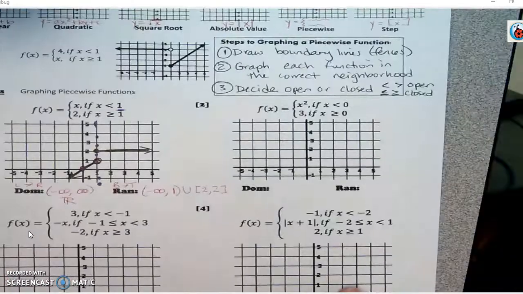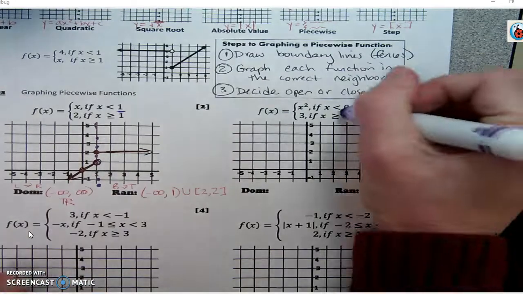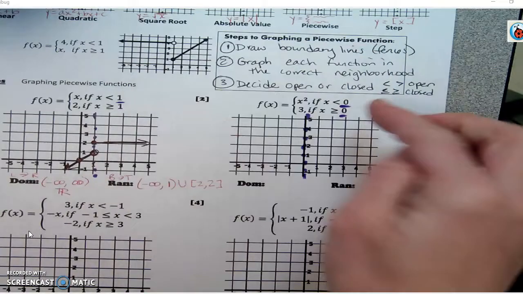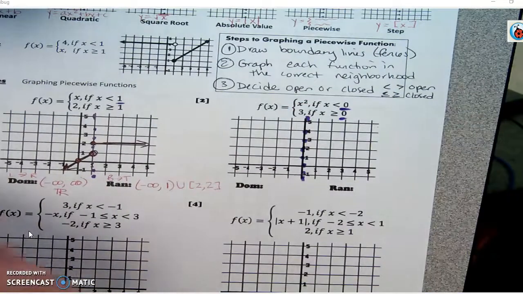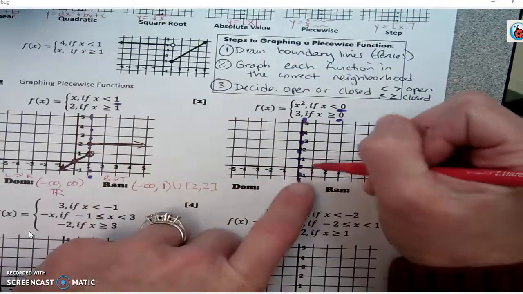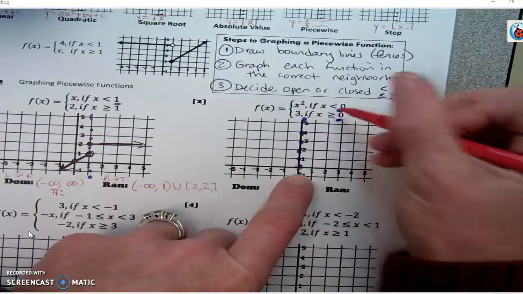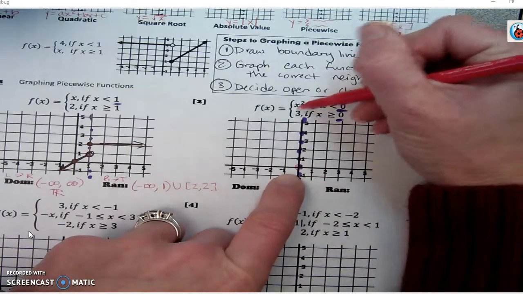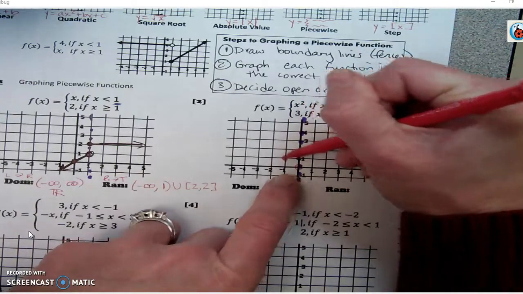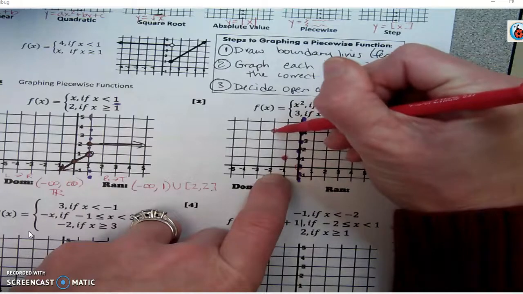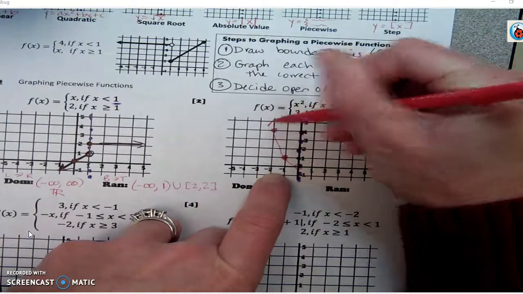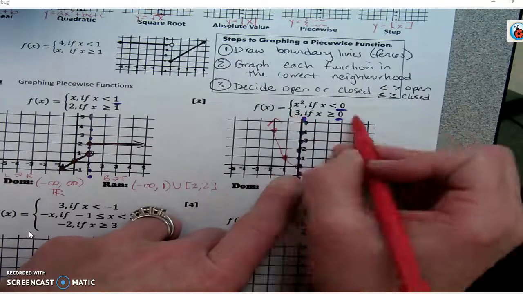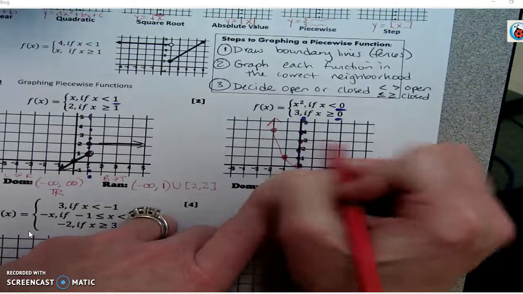All right, let's do another one. Here, our boundary line is at 0. That's the cutoff point. So to the left of 0, it's the x squared, your parabola. So x squared starts at 0. I'm going to put an open circle because it's not equal to it. And let's plug in some values. So if I plug in -1, -1 squared is +1. -2 squared is +4. So the parabola looks like that. Okay. Then to the right of 0 is just the horizontal line of 3.